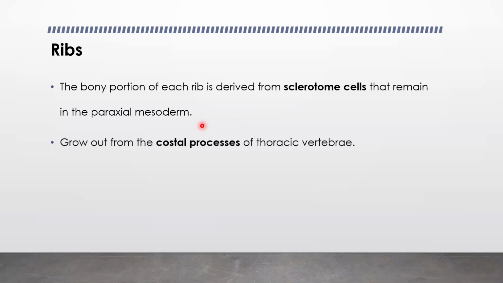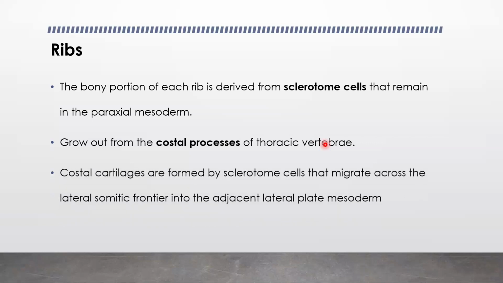What about the region that is coming from the sternum? Before then, these sclerotome cells will grow out to form the costal processes of the thoracic vertebrae. But remember, that is the costal process of the thoracic vertebrae. What about the region that is coming from the sternum? The costal cartilages are formed from sclerotome that migrates across the lateral somitic frontier into the adjacent lateral plate mesoderm.